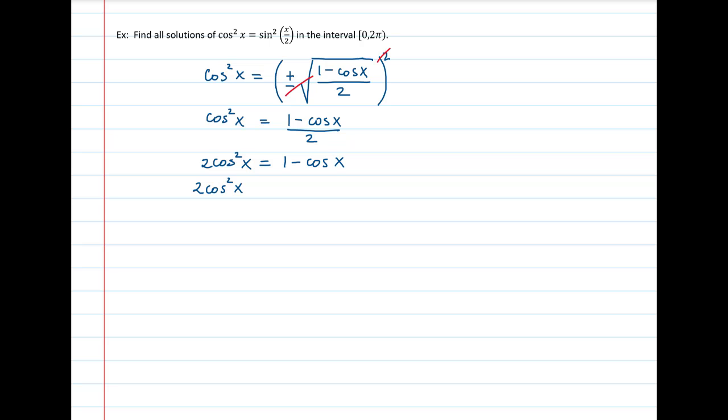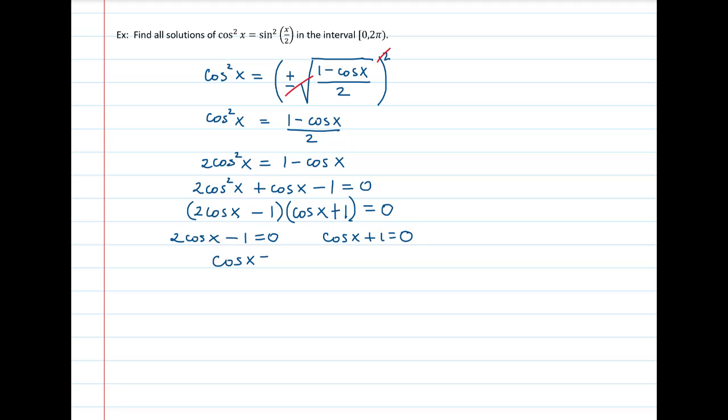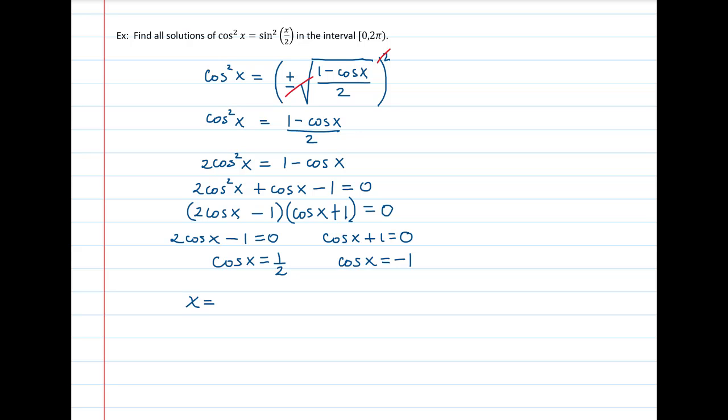So we have cosine squared of x is equal to 1 minus cosine of x over 2. We cross multiply, move everything to the left, have 0 on the right, and end up with a quadratic in cosine, and this we know how to do. We just go ahead and factor so that we can set each factor equal to 0. So we get 2 cosine of x minus 1 equal to 0, and cosine of x plus 1 equal to 0. From there, solve for cosine. We have cosine of x is equal to 1/2, and cosine of x is equal to negative 1.